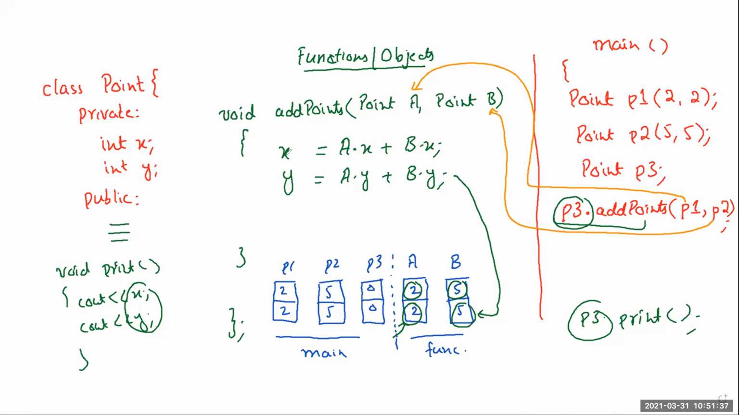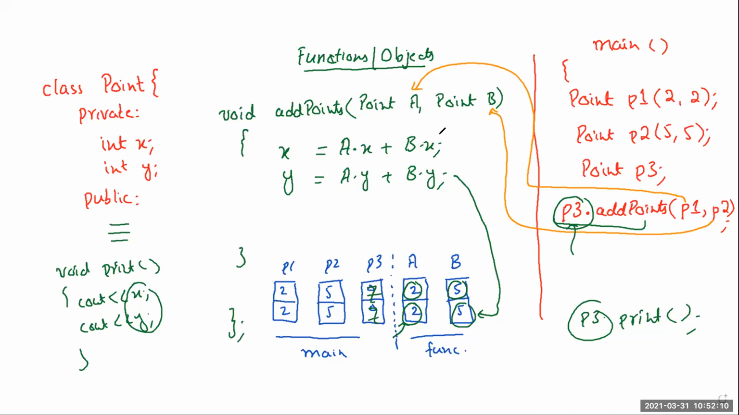So if on the left side of the assignment I write x and y, this x is actually of p3. So what will happen? That x of p3 will get the value 7. Similarly, y of p3 will get the value 7. So I did not return anything from the function. I added p1 and p2 and my answer is saved in this variable p3 because I actually decided to do like that. Later on we will change it, right? Don't worry about it. And now you can write p3.print. It will have the updated value, which is the sum of p1 and p2.